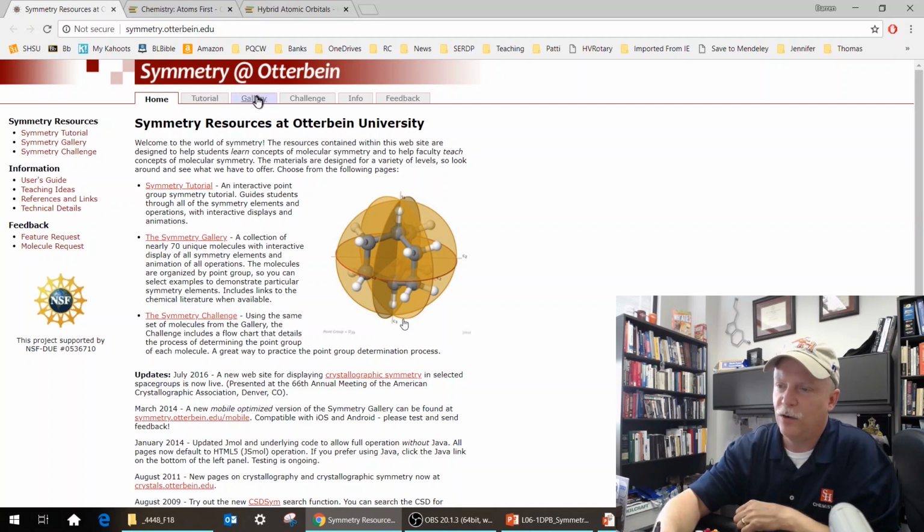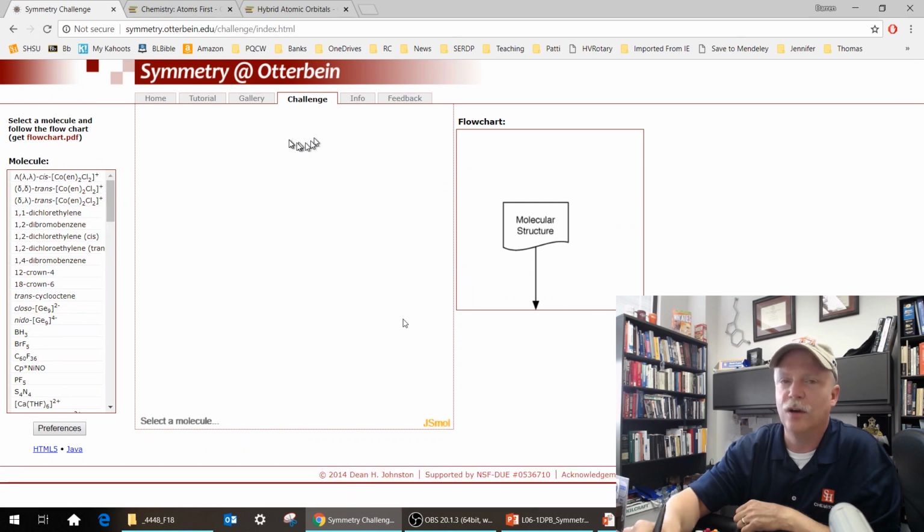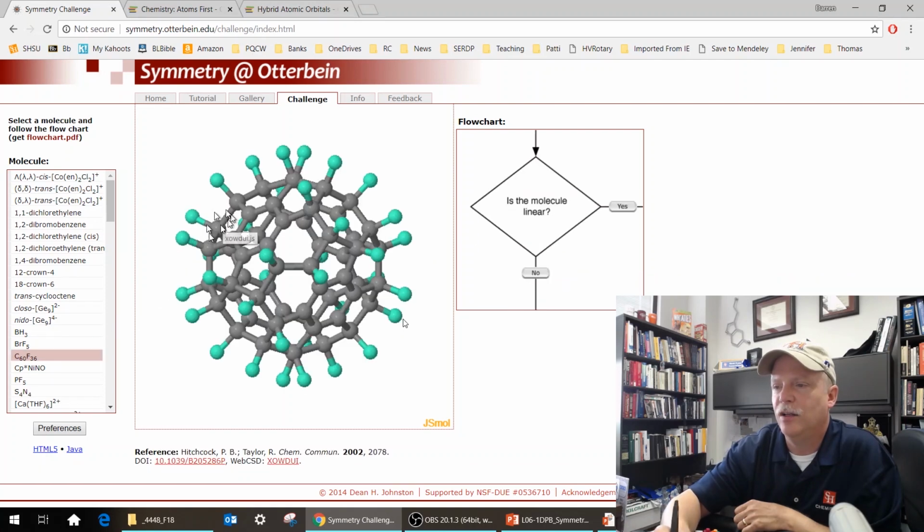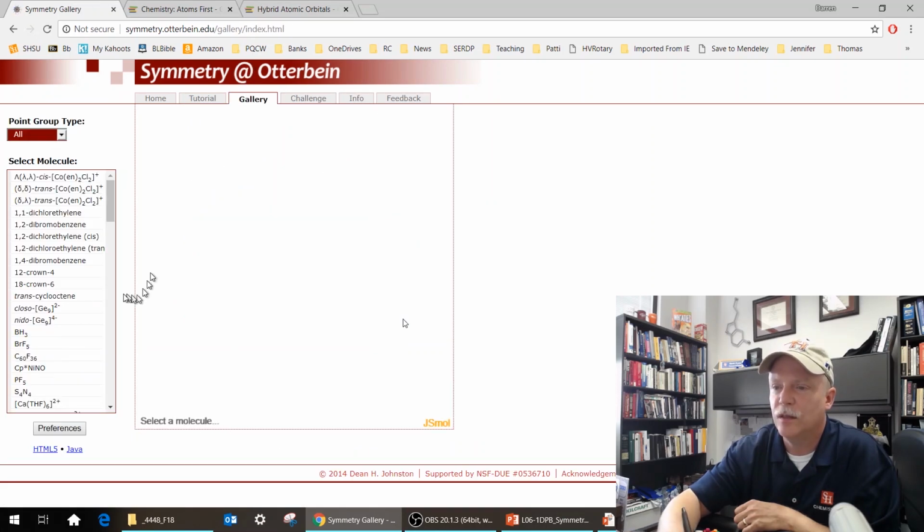We're going to go to the gallery, but later on when we're determining what point group a molecule is, you definitely want to work on this challenge page because you have the flow chart over here. And so you grab the molecular structure and you can take that molecule through the flow chart and come up with the point group for that molecule. This whole website is really here just to help you determine point groups for molecules. So let's look at the gallery and learn about their symmetry elements. Let's do ammonia first.